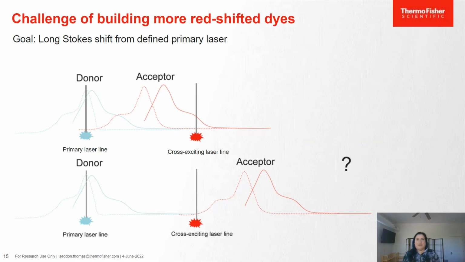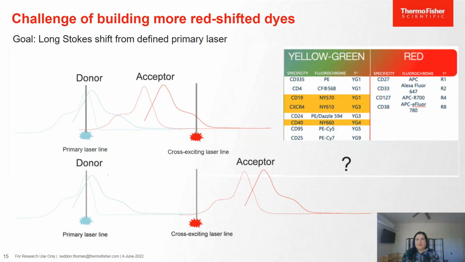And so thinking about how to solve this problem. And I'm just putting this here from a small subset showing off the yellow, green, and red off of the Aurora. And you can see that there are these large gaps. So between YG5 and 9, there are not so many dyes, and between R4 and R8. So there's these open spots, and this really does relate to building more redshifted dyes in that way.